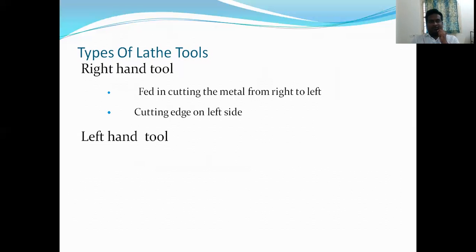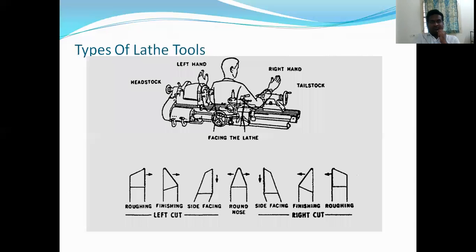Left hand tool. It cuts the metal from right to left. You can easily tell that the cutting edge is on the right hand side.